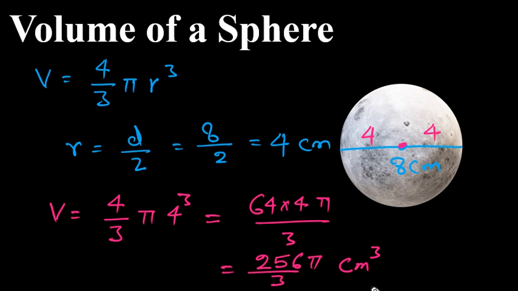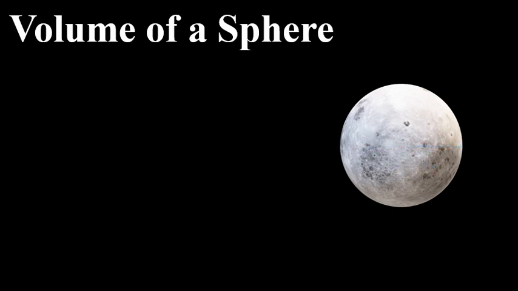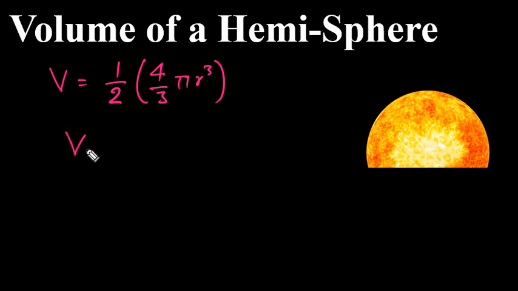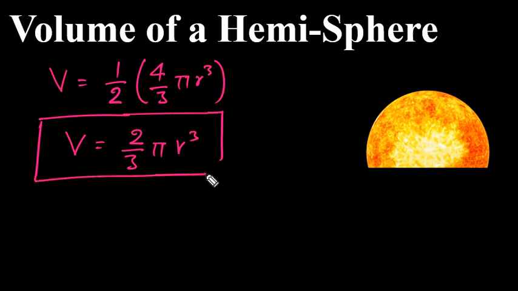That is your answer. Now next we have volume of hemisphere. The volume of hemisphere is basically nothing but half of the volume of sphere. So either you can remember this, or better you should remember 2 over 3 pi r cubed. So when somebody asks you the volume of a hemisphere, remember this formula and use it for finding the volume of a hemisphere.